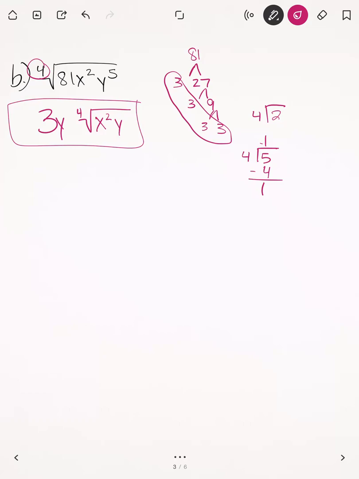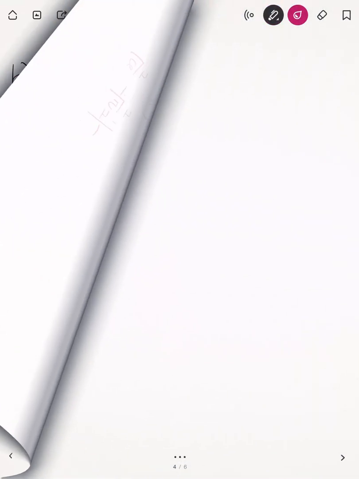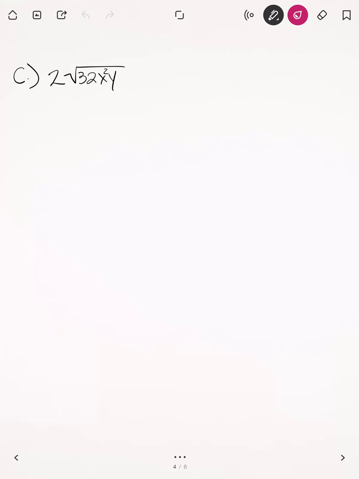Okay, moving on to the next example. We have 2 times the square root of 32x squared y. Again, there is no number written right here in the index number. We assume it's a 2 because that's just how it is. This 2 on the outside is being multiplied, so it's just going to follow along until the very end, and then we multiply by 2.